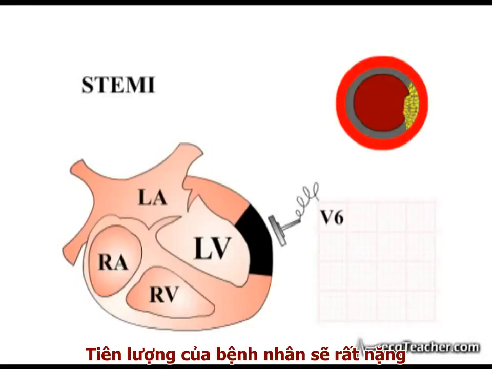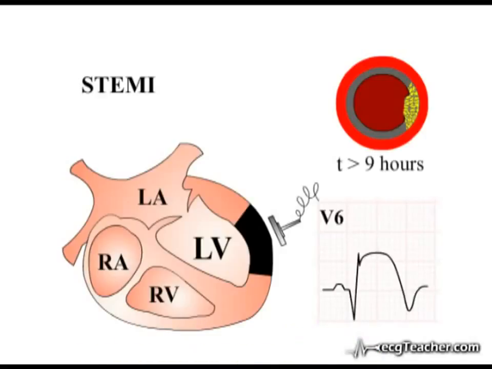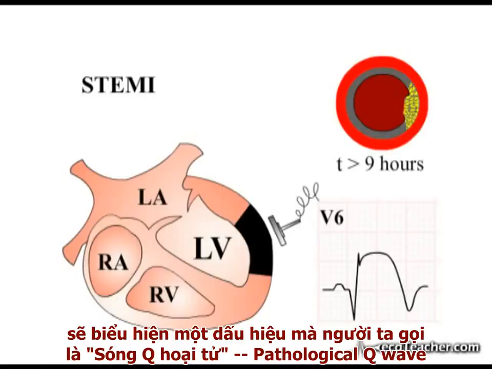This is associated with a poorer outcome for the patient and an interesting ECG phenomenon developing between 9 to 12 hours after vessel occlusion or in the days following infarction. The ECG leads looking directly at the infarcted area may develop an abnormality termed pathological Q waves.